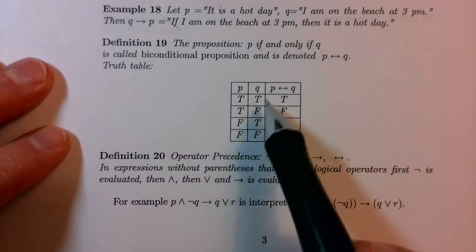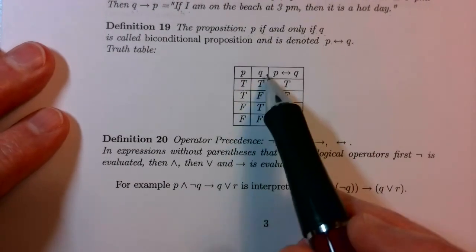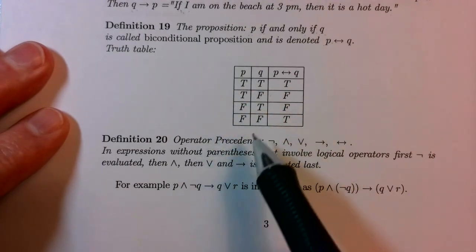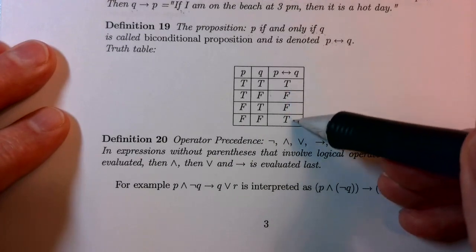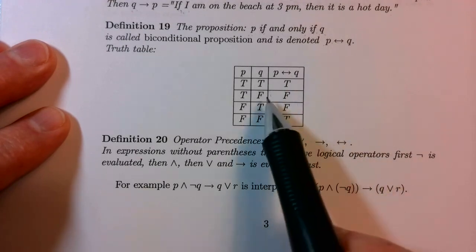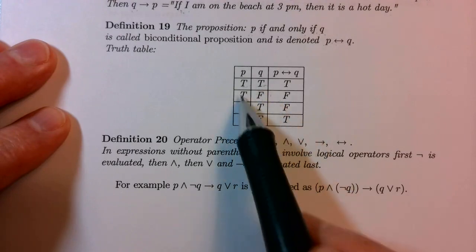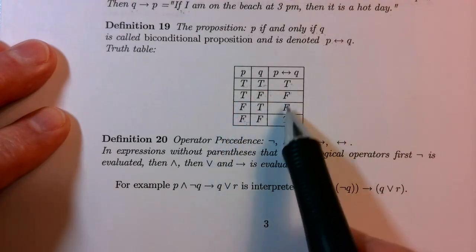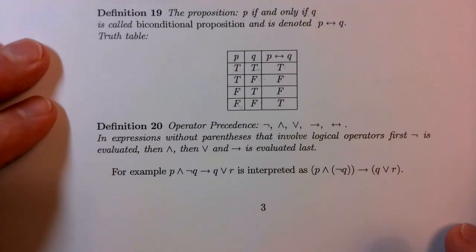The truth value of the new proposition is given in this table. Again, in the first two columns the truth values are in standard order, and the biconditional proposition is true only when the truth values of P and Q are the same. If they are different, then the biconditional proposition is false. This is by definition.